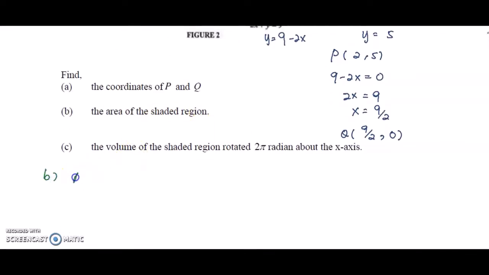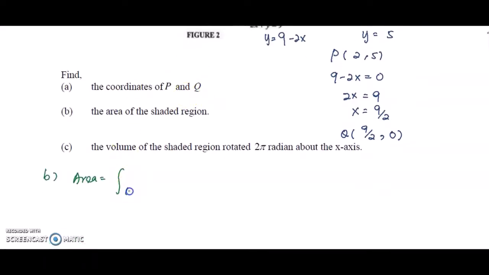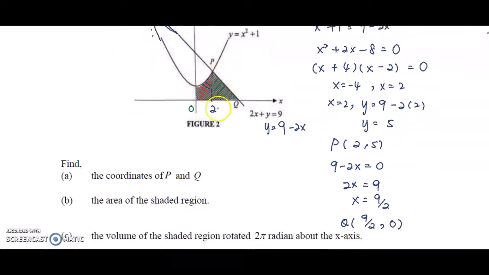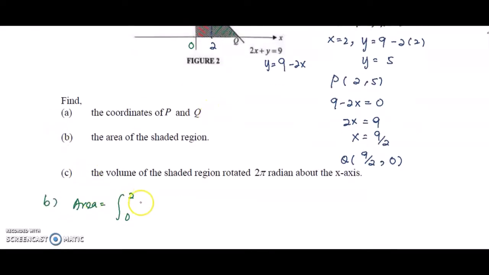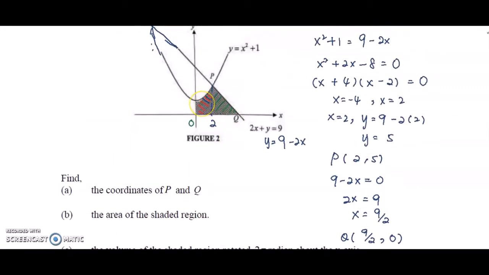So for part B, to get the area, firstly, I take my red shaded region. I integrate from 0 to 2, and the function is the quadratic function because the region is bounded by the quadratic function, which is x squared plus 1. And integrate with respect to x. So this integral will give you the area of this first region.